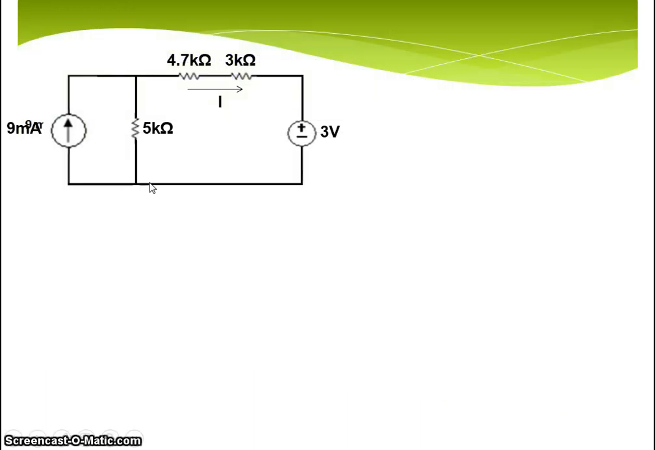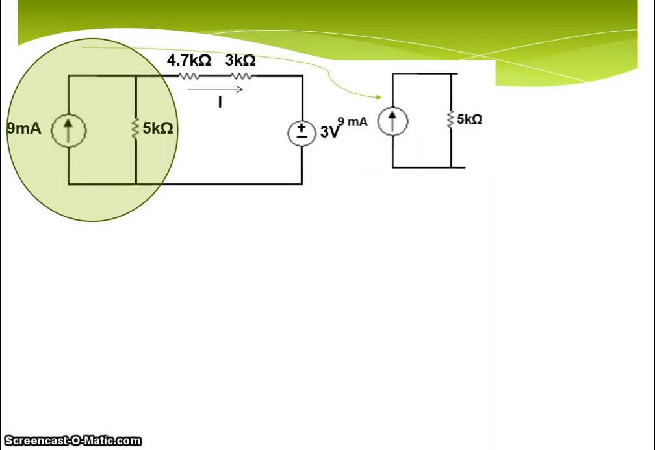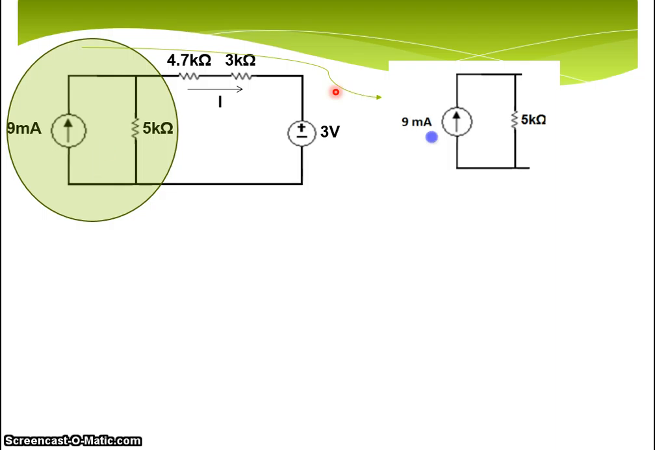Okay, so let us have a look at the picture again. What we need to do, as you are told, is the current source has to be converted to its equivalent voltage source. So let us consider that part alone. We have the 9 milliampere connected in parallel with 5 kilo ohm. So this has to be converted to its equivalent voltage source.